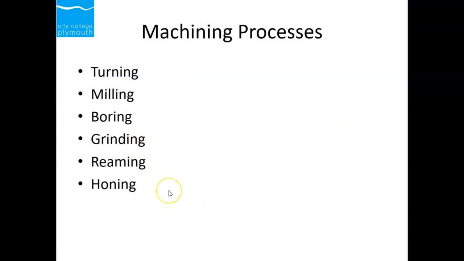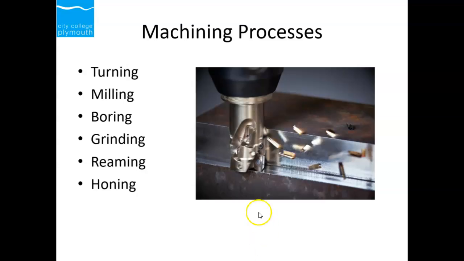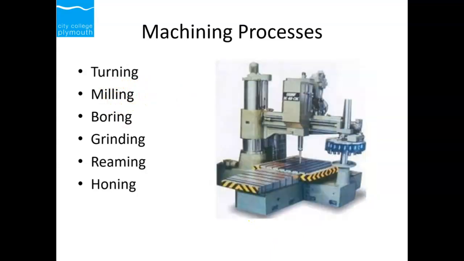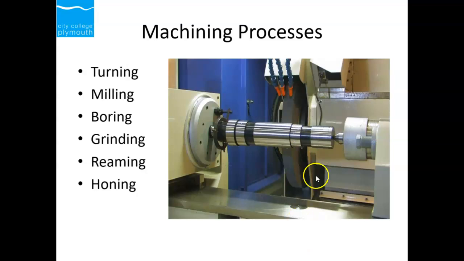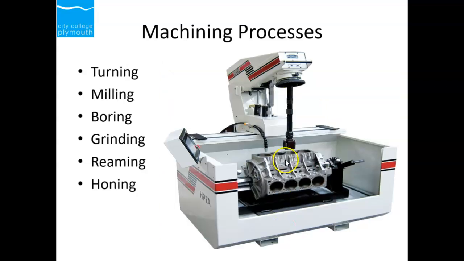Again, some more processes are turning, milling, boring, grinding, reaming, and honing. Just to give you an example of the machining process, another machining process is milling. Then drilling, boring. So you can see there are different types of machining processes.